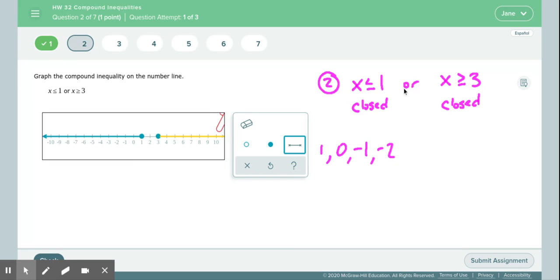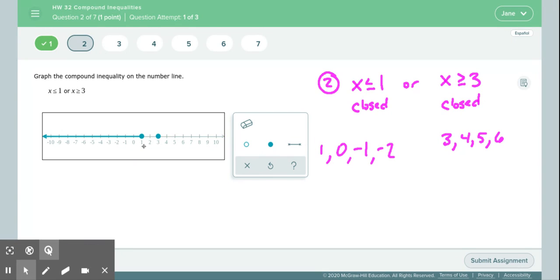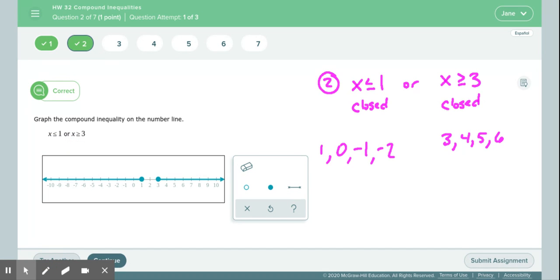All right, but notice it says the word or, which means that this could also be true, and I would still have a possible solution. So what are numbers that are greater than or equal to 3? Well, that would be 3, that would be 4, that'd be 5, and so on. Notice I'm just listing integers, but decimals could also work as well. So then what I would do is I would get that same tool back, and where it's 3, 4, 5, 6, I would click for that section as well. And now I have both parts, and then I'm going to check my work to make sure it's right before I move on to my next question.